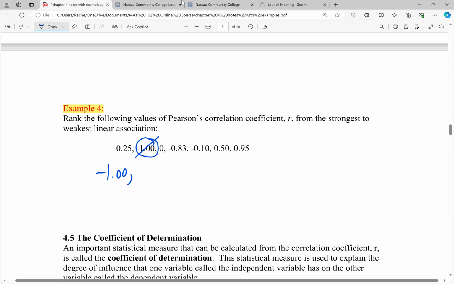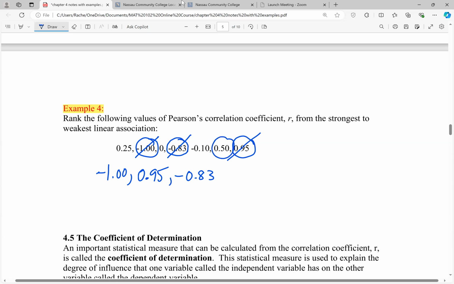Next, well, what number do we have next that would be closest to -1 or +1? And that's going to be 0.95. So we could cross that one off. Next, again, I'm ignoring the positive and the negative values. We're just looking for numbers that are closest to 1. So now out of the numbers that are left, the one that would be closest to 1 is going to be the negative 0.83. It just happens to be closer to -1. We could cross that off.